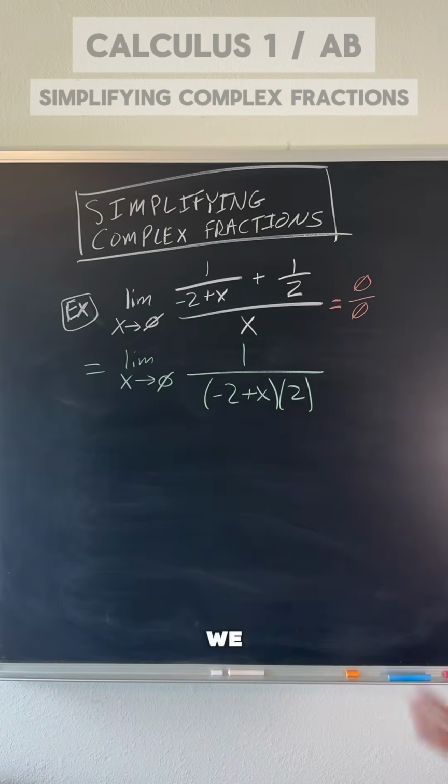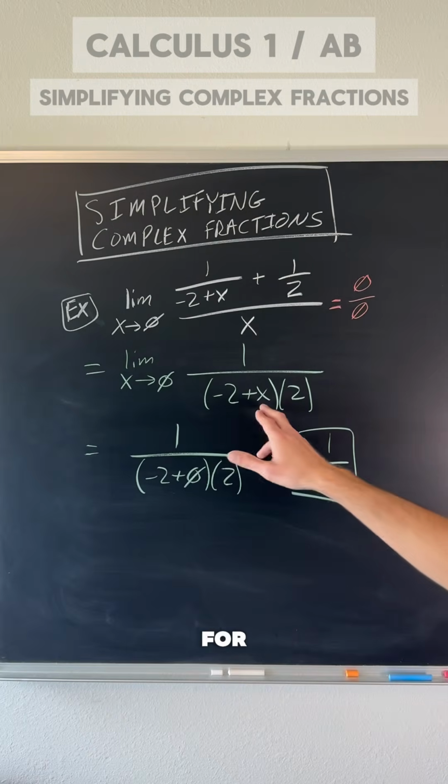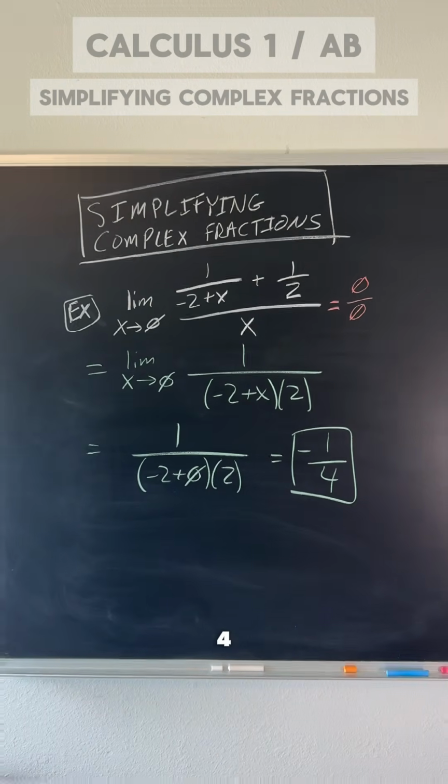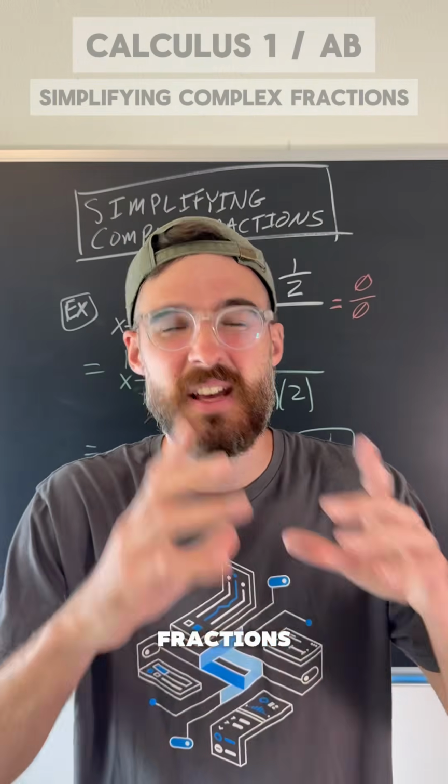Rewriting that for some space, what we can see is we can now evaluate this limit just by direct substitution. Therefore, we plug in 0 for x, we end up with 1 over -2 times 2. That gives us -1 over 4. So if you're finding limits and you've got these messy fractions, keep this technique in mind.